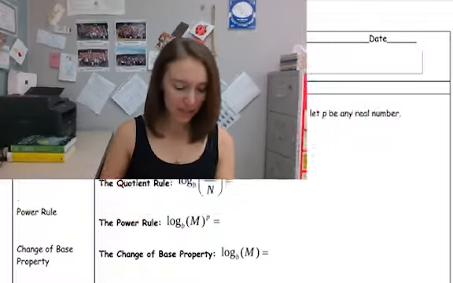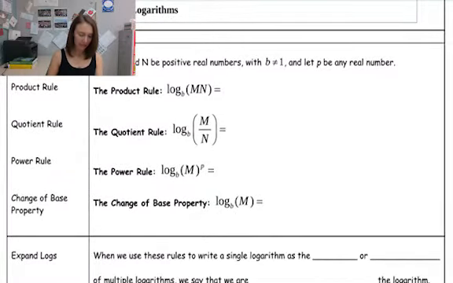Class. Today we're going to be doing section 4.3, which is properties of logarithms for our college algebra course. So we're going to start by looking at a few properties. The first property is the product rule.